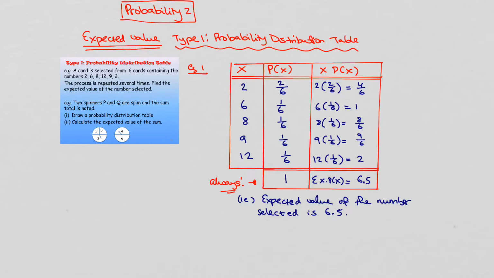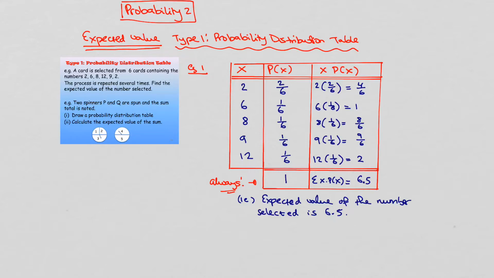Okay, so we'll move on to the next page for the second example, where we have 2 spinners, P and Q, being spun, and the sum of the total is noted. And then we have to draw a probability distribution table and calculate the expected value of the sum. So these spinners are showing you the probability of getting the number 1, 2, 3 on the first spinner, and the probability of getting 4 and 5 on the second spinner. And the probability is worked out by the area covered by each of these numbers. So in other words, what percentage chance of getting the number 1, 2, 3, 4 or 5. So it's basically like your pie chart.